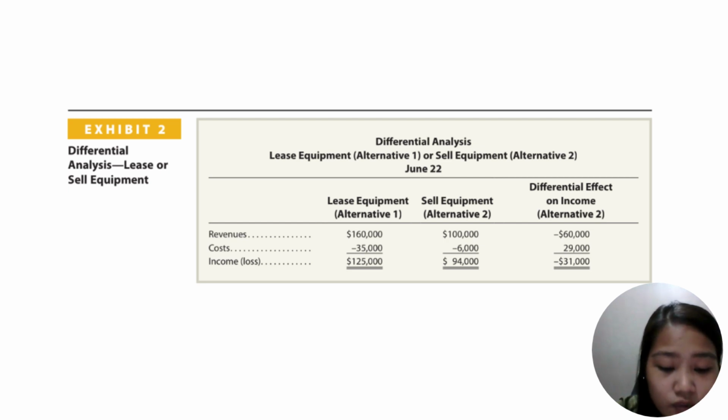A differential cost will decrease by $29,000. So that is the cost for alternative one is $35,000, while alternative two is $6,000. So the overall cost will be $29,000. So now the differential effect on income is a decrease of $31,000. Thus, the decision is to take alternative one, which is to lease the equipment.